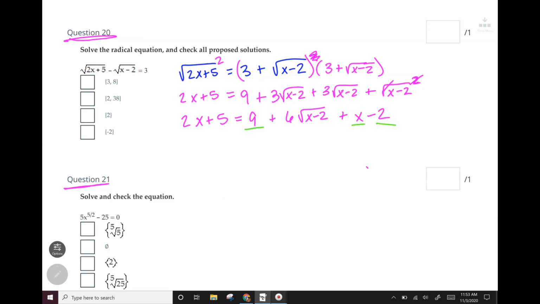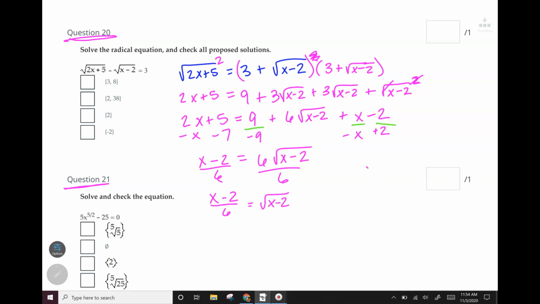Subtract the 7 on both sides. Just subtracting the 9 and adding the 2. And I'm going to subtract x. So that gives me x minus 2 equals 6 square root of x minus 2. Now divide by 6. Okay, so we isolated the other square root now.